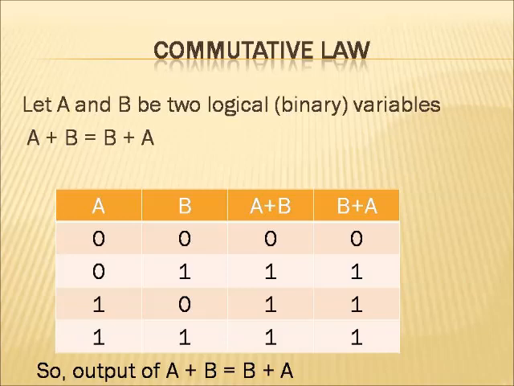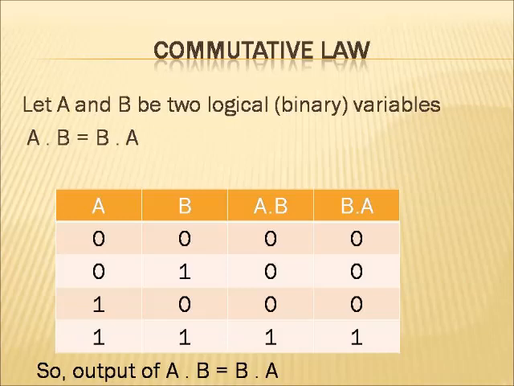Next one is the commutative law. According to the commutative law, let a and b be two binary variables, then a plus b is equal to b plus a. This is the first commutative law. The same we have proved using the truth table method, where a and b are two variables, so on the truth table there will be four sets of values. When you perform a plus b, you are getting 0, 1, 1, 1, and b plus a is also giving the same values. So we can say that a plus b is equal to b plus a.